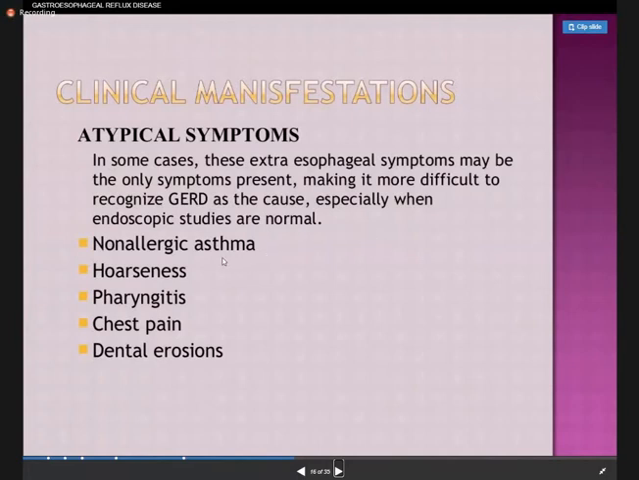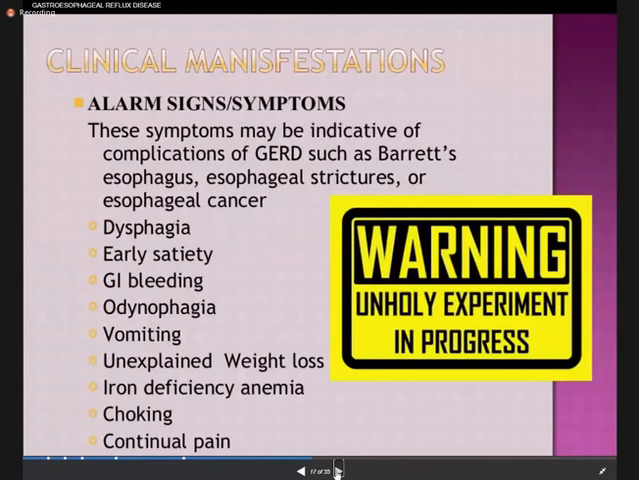So they are non-allergic asthma, which is nocturnal asthma, hoarseness of voice, recurrent pharyngitis, chest pains, dental erosions, dental caries, pharyngitis, laryngitis. These can all be symptoms of gastroesophageal reflux disease. But if you have got these symptoms, these are the alarm symptoms. If they are there, then the patient needs to be thoroughly investigated. And they may be indicative of complications of GERD, such as Barrett's esophagus, esophageal stricture, or esophageal cancer: dysphagia.